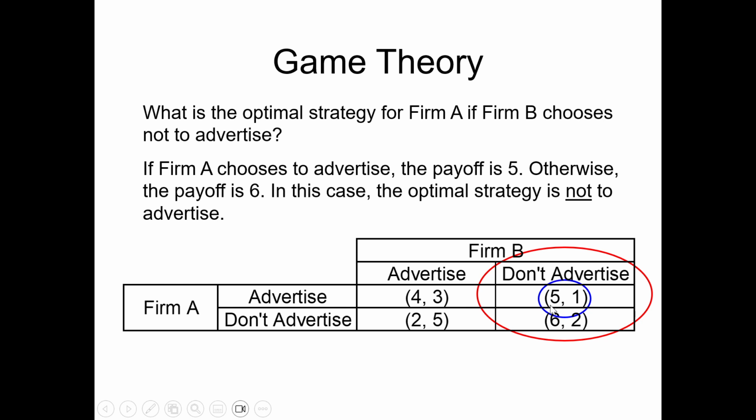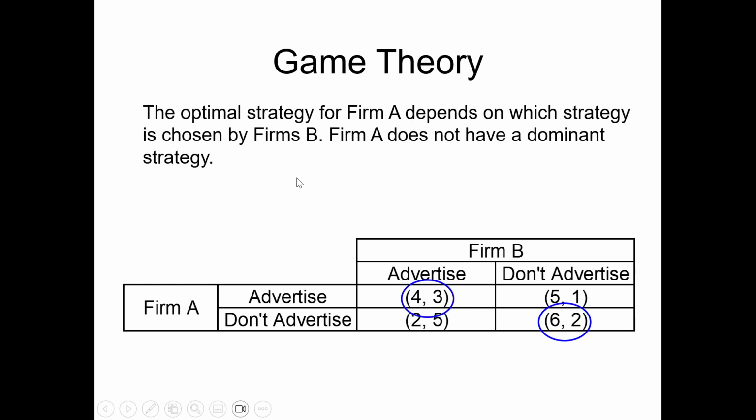Why it is actually meaning here the payoff is 6. If you don't advertise, what you actually make, this payoff is actually 6. We'll explain that one clearly. So in this case, the optimal strategy is not to advertise by firm A. So here we have whether they have to choose the not to advertise option. Okay, so the optimal strategy of firm A depends on which strategy is chosen by firm B.